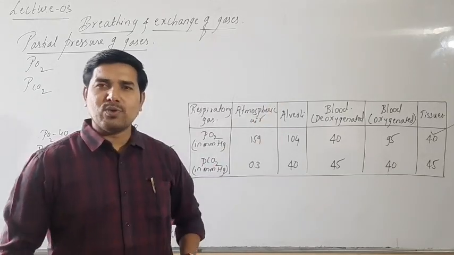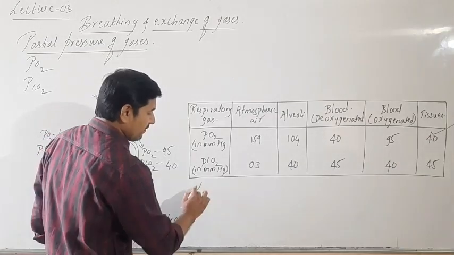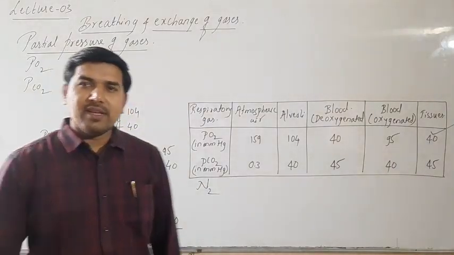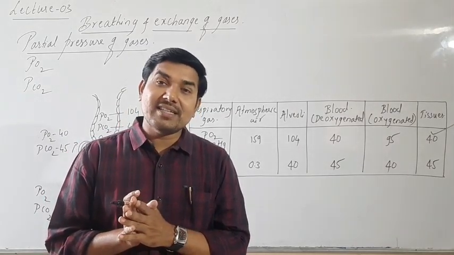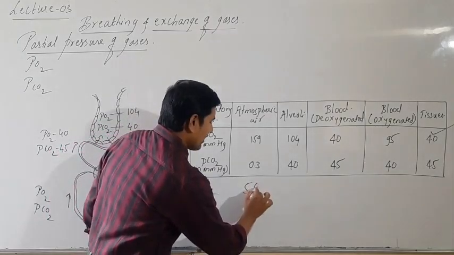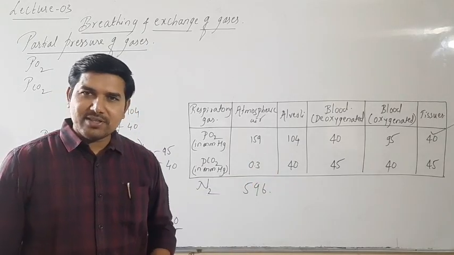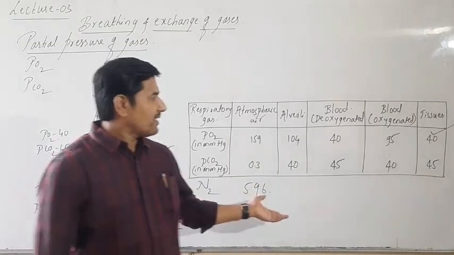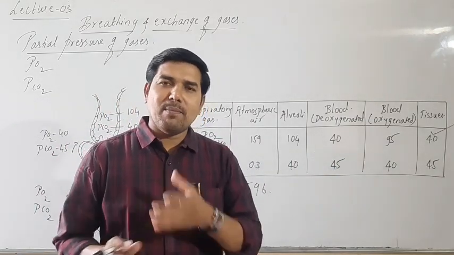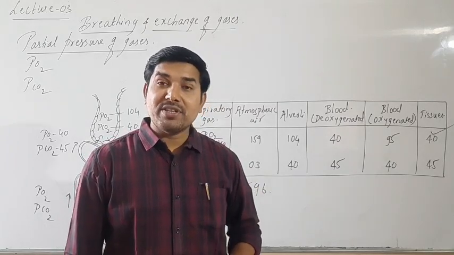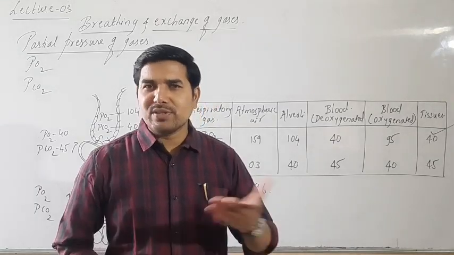Now along with the O2 and CO2, which are given in your NCERT also, we have one more gas, which we call nitrogen. The nitrogen present in atmospheric air is around 596 mm of Hg. This enters the lungs, and from the lungs it enters the oxygenated blood, where the nitrogen is around 573 mm of Hg, and in the tissues there is no nitrogen.